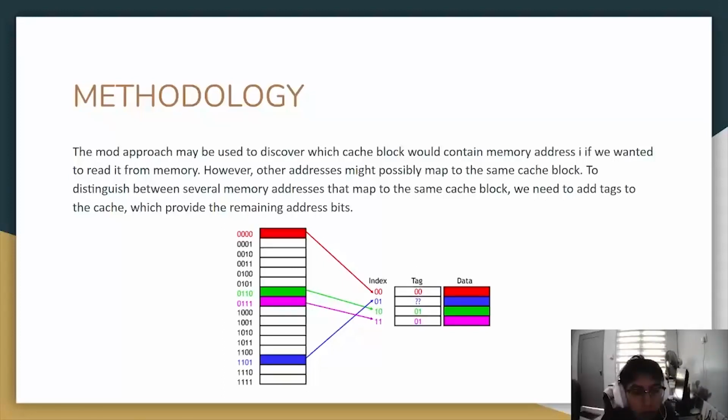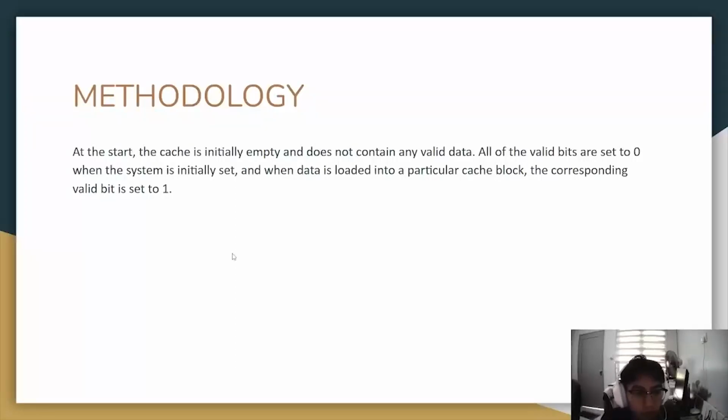To distinguish between several memory addresses that map to the same cache block, we need to add tags to the cache, which provide the remaining address bits. Basically the index is at the right side and the tag is at the left side. For example, for 0110, the tag is 01 at the left and the index is 10 at the right side. At the start, the cache is initially empty and does not contain any valid data. All of the valid bits are set to 0 when the system is initially set, and when data is loaded into a particular cache block, the corresponding valid bit is set to 1.